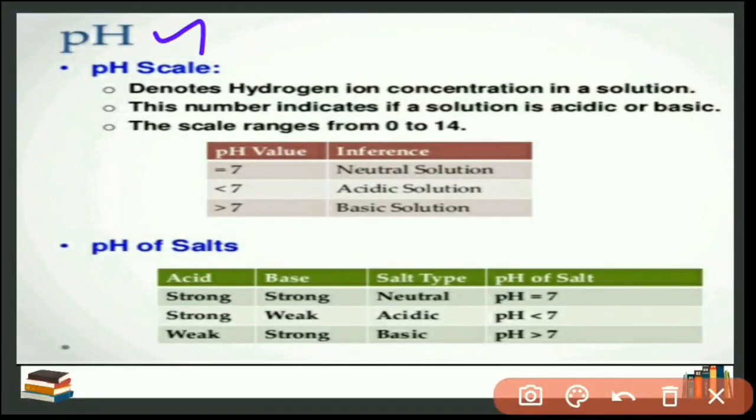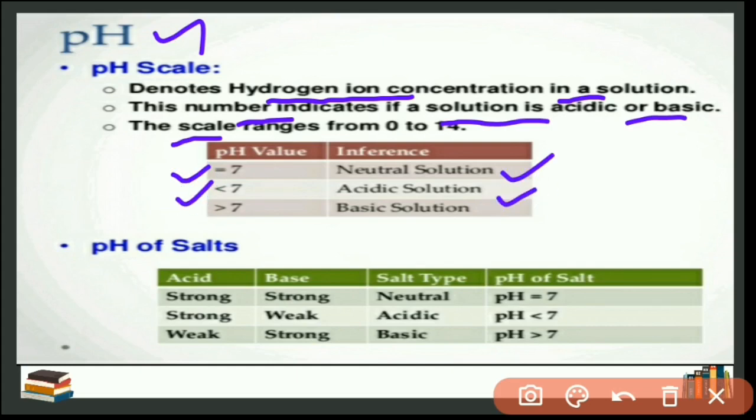pH scale. The pH scale denotes the hydrogen ion concentration in a solution, and this number indicates if the solution is acidic or basic. The scale ranges from 0 to 14. If the pH value is equal to 7, the solution is neutral. If the pH value is less than 7, the solution nature is acidic, and if the pH value is greater than 7, the solution nature is basic. So according to pH value, we can determine the nature of a solution, whether acidic, basic or neutral.